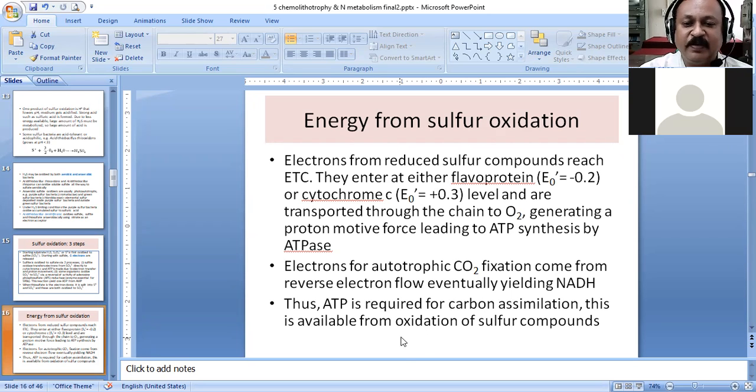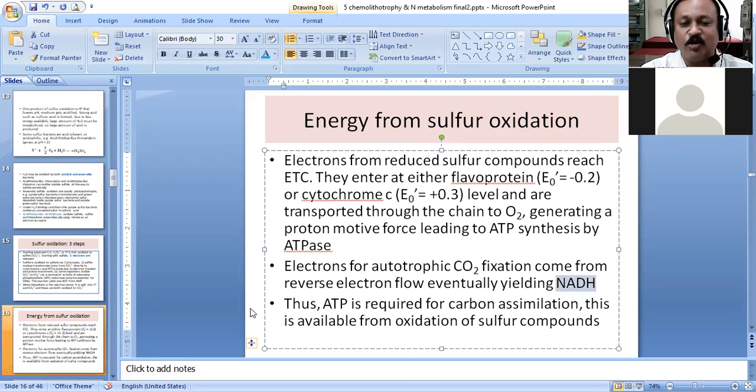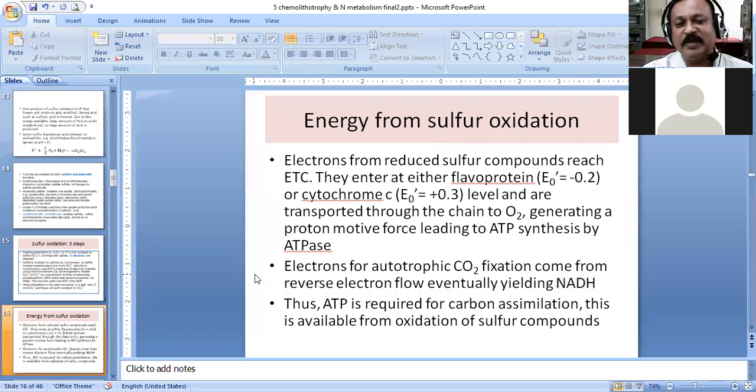For autotrophic CO2 fixation, of course, there should be reverse electron flow, because NADH cannot be reduced directly by the electron donors. So here ATP can be generated, but reducing power cannot be generated directly, and therefore reverse electron flow is necessary. For this electron flow, some of the ATP generated in the electron transport chain is utilized for the CO2 fixation. This is something very important about these organisms.